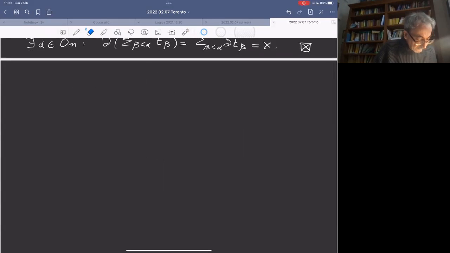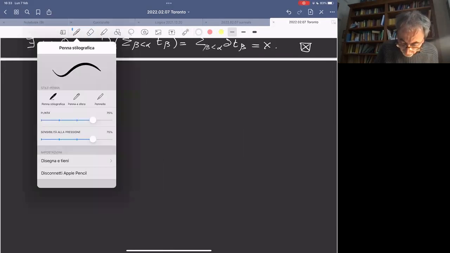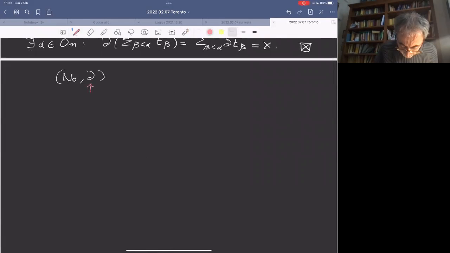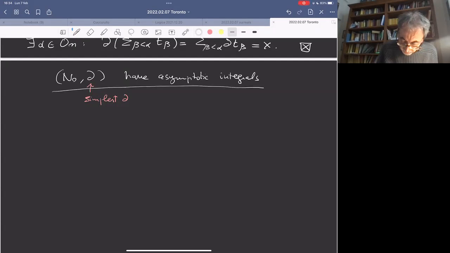Okay, let's come to the surreals. The first claim is that the surreals, with the simplest derivation given by Vincenzo, do have asymptotic integrals. Okay, so let's compute it.